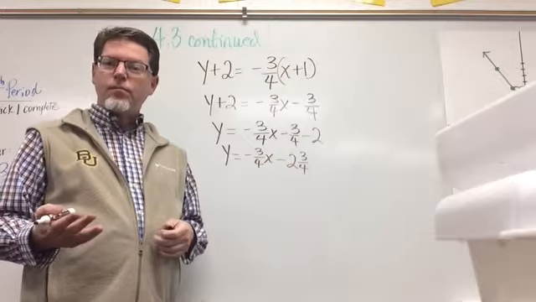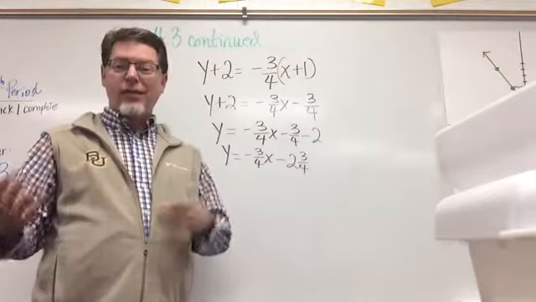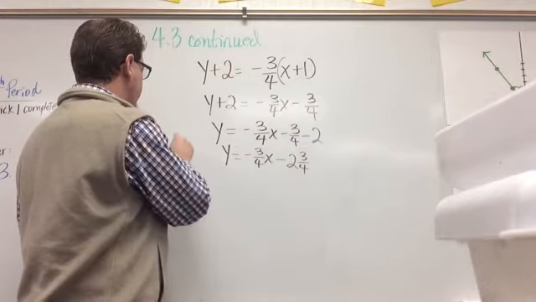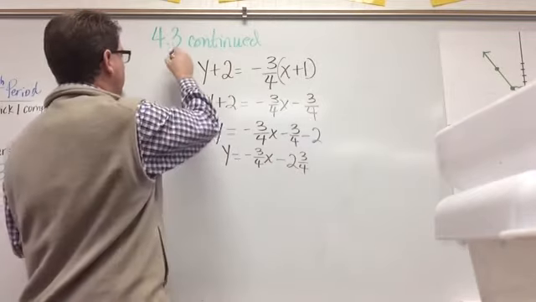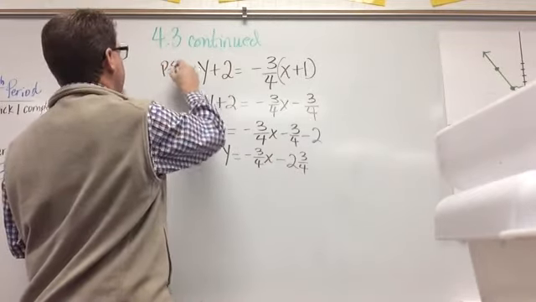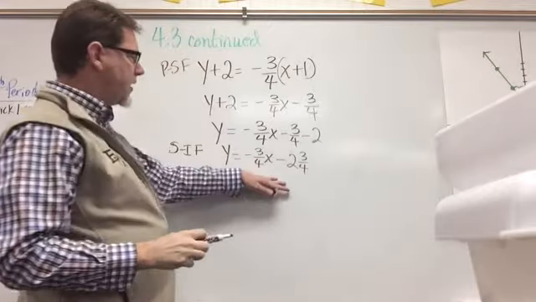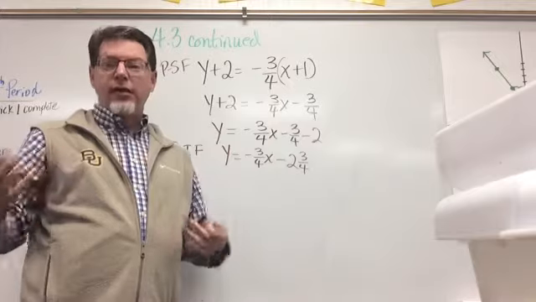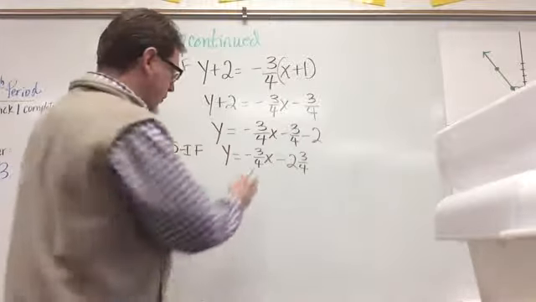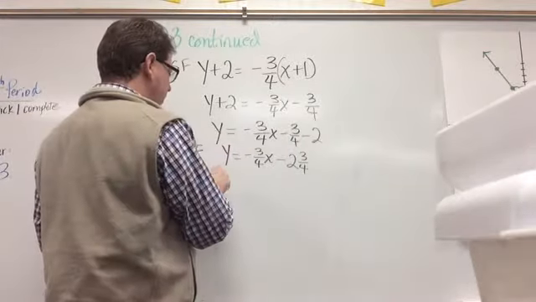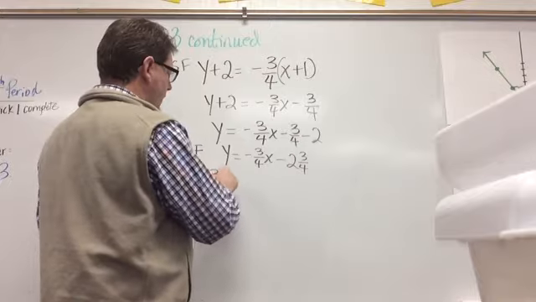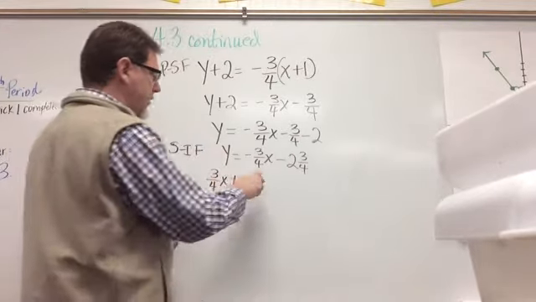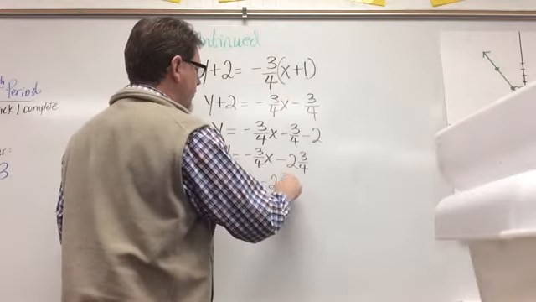Now, I need to put it in standard form, okay, because this is slope-intercept form, this is point slope form. Now, then x is negative, so I've got to move the x to make it positive. So I'm going to move the x to the other side, and I get 3/4 x plus y, because y is positive, it's going to stay positive, equals negative 2 3/4.